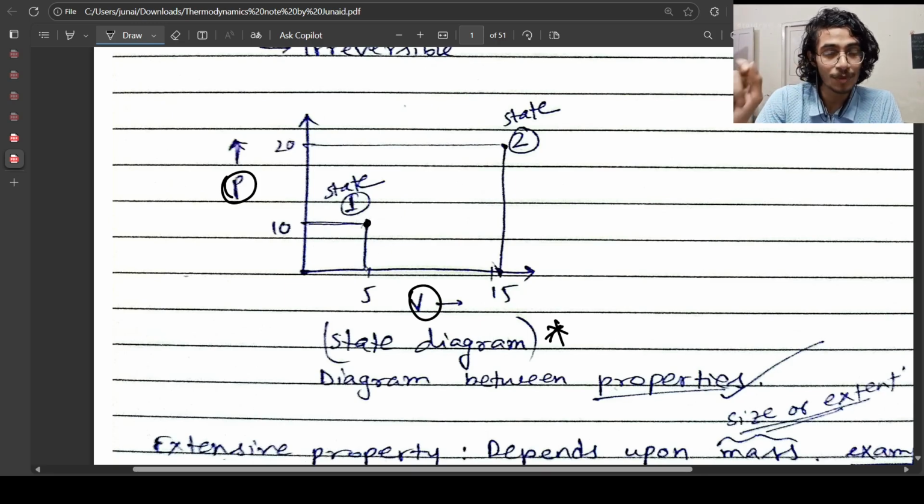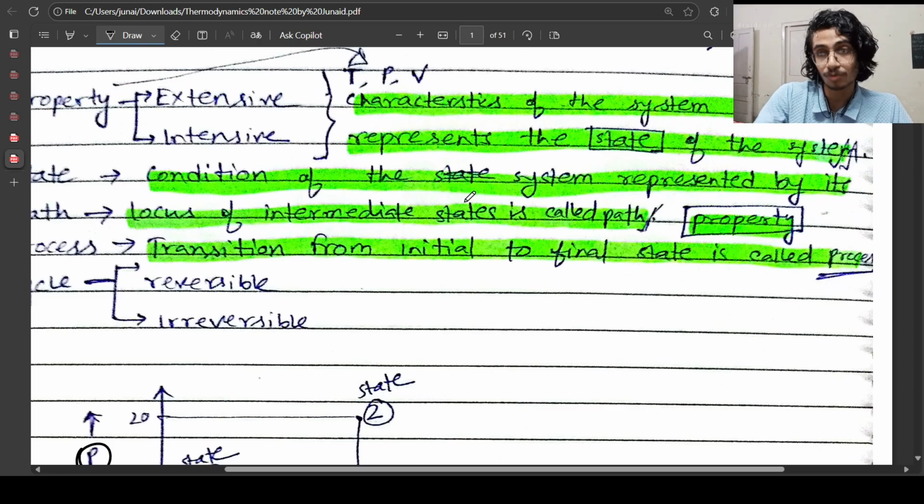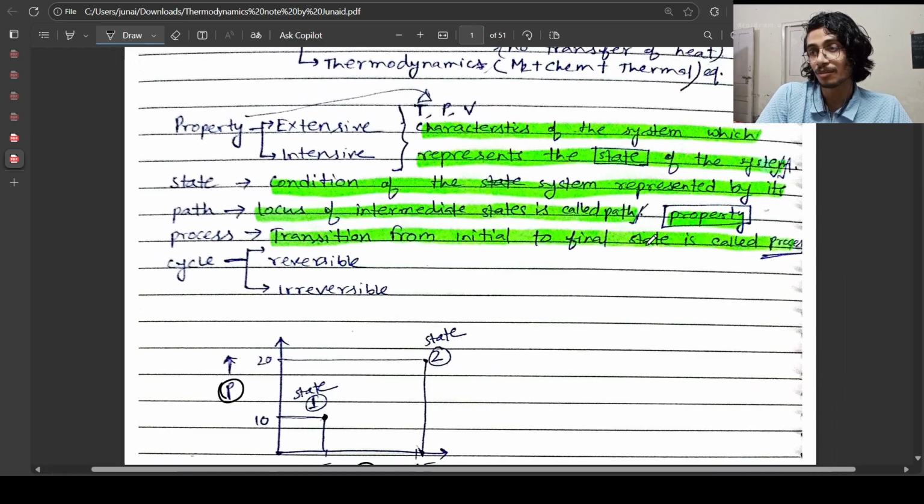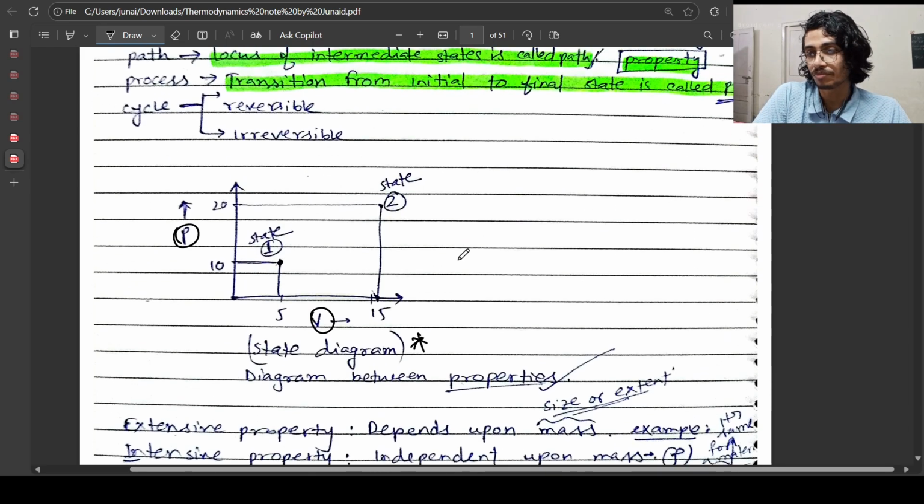This state is being represented by the property. The condition of the system represented by its properties can be called the state. A property is a characteristic of the system which represents the state of the system. Pressure, volume, temperature, and moles are properties. By using these properties, you are determining the conditions. State 1 has some pressure P1 and some volume V1. State 2 also has some pressure and some volume. That means the state requires some properties to be represented.